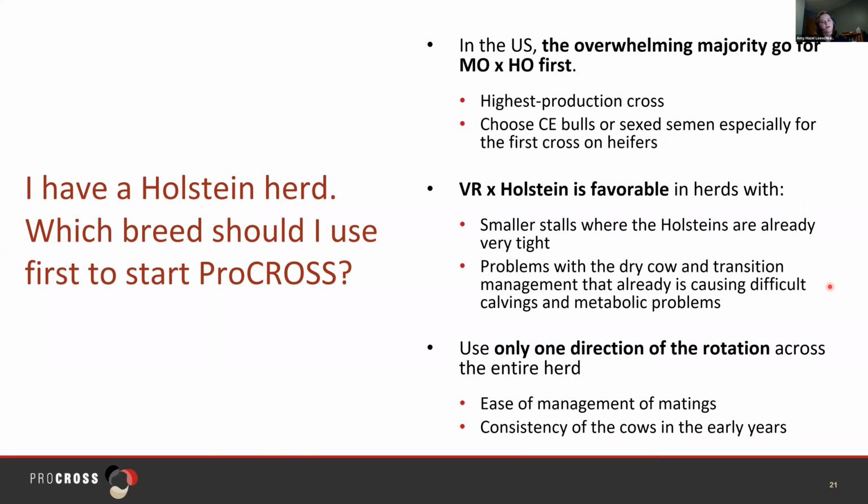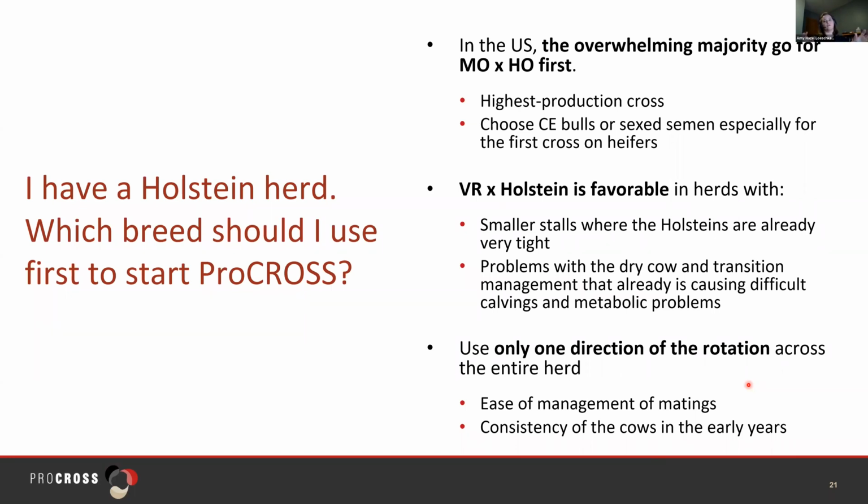Now, I want to say though, to make things easy and uniform, we only recommend picking one of these two directions. So either pick Monty first or pick Viking Red first. Don't do both within the same herd, okay? The reason I say that is because your life will be so much easier if you only do the rotation in one direction, and it will make that whole mating system much simpler overall.